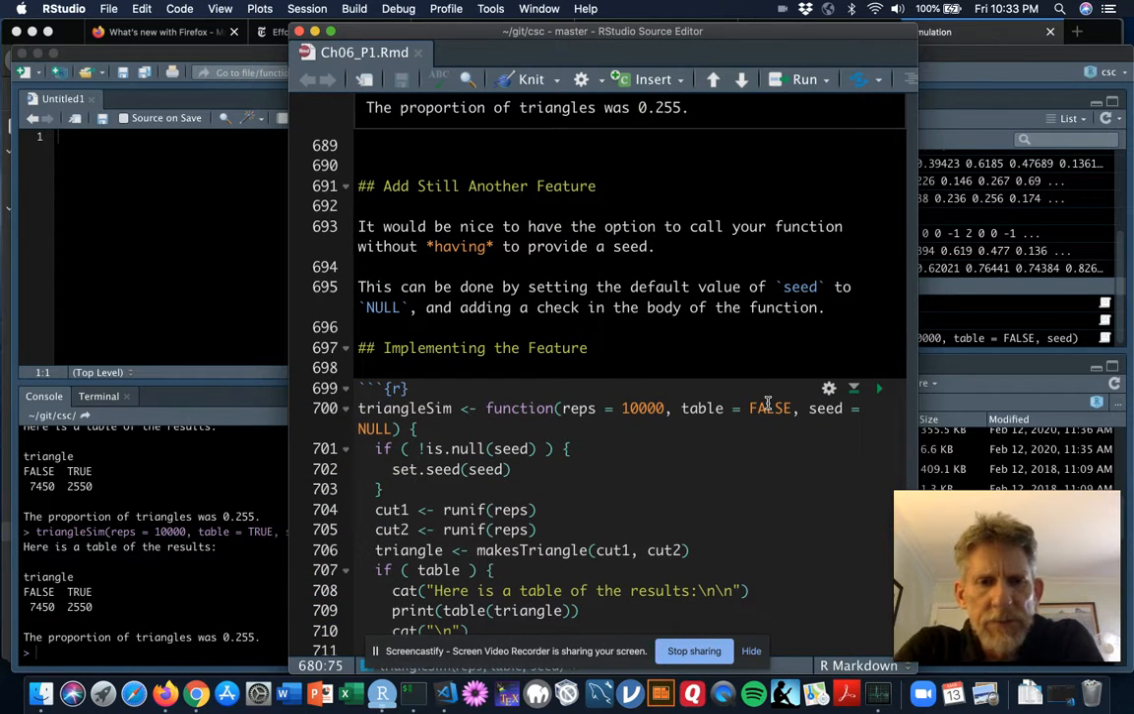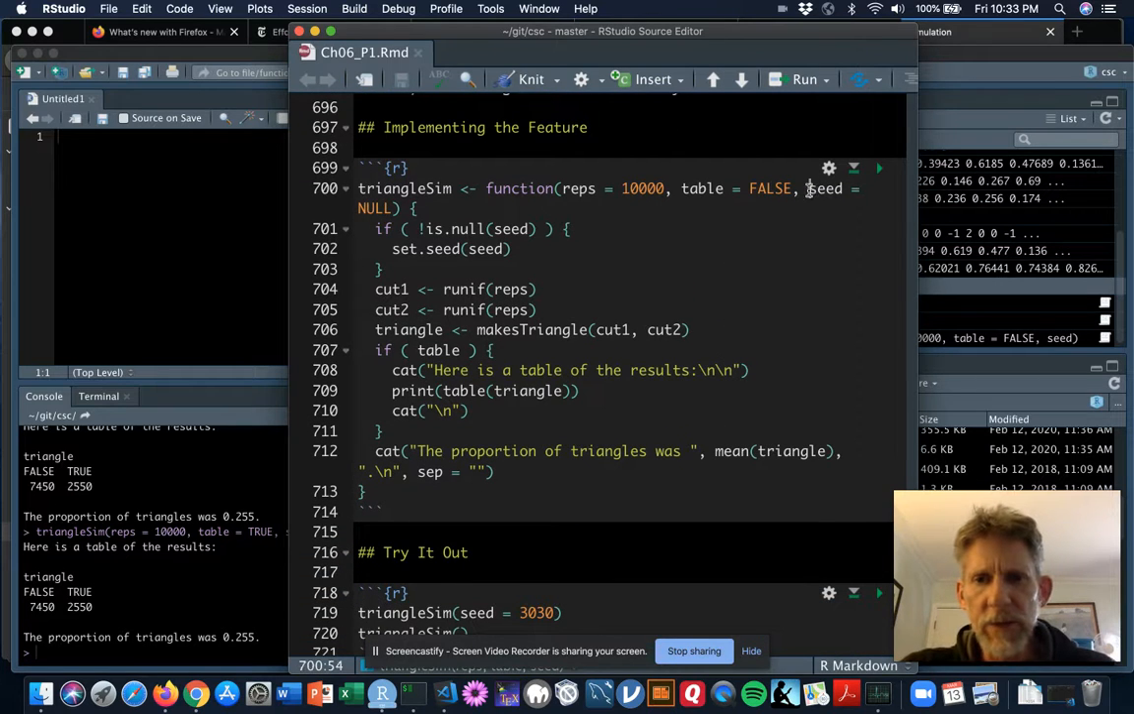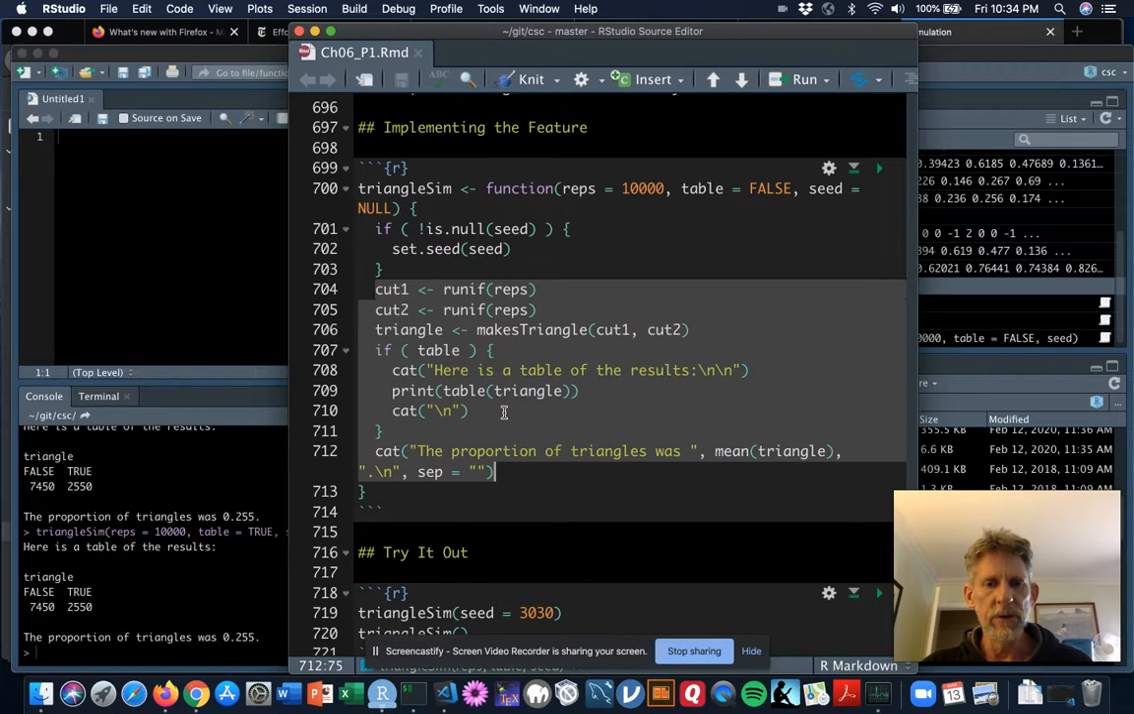But I think another nice feature would be to have the option to call triangle sim without having to provide a seed. And here's a suggestion for doing that. Let the default value of seed when you define the function be NULL. And then you can just check to see if the seed is NULL or not. There's a nice function called is.null. And if the seed is not NULL, then you set seed to whatever seed was provided by the user. On the other hand, if the user doesn't mention seed when they call the function, you'll skip over this if entirely, and you'll go ahead and just do the rest of the function.